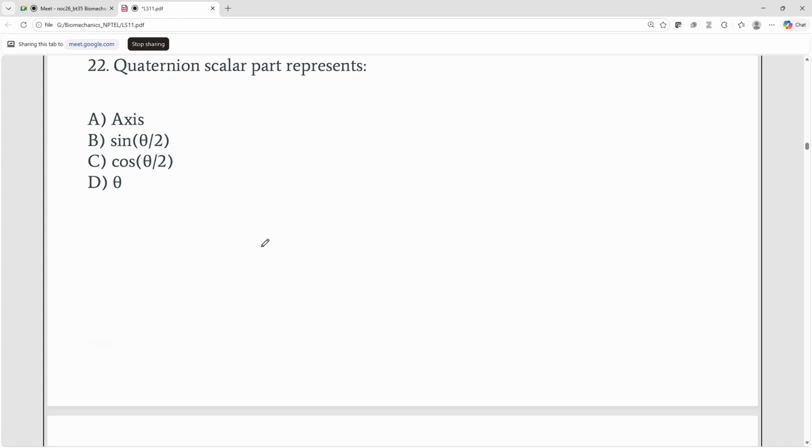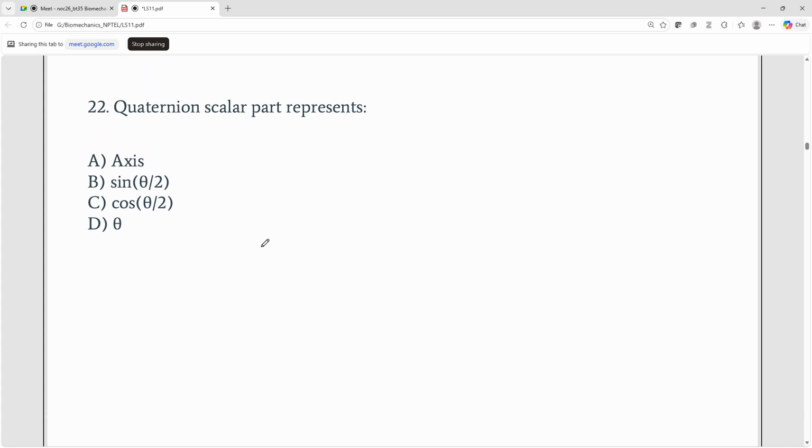Next question. In a quaternion, the scalar part represents which among the following? Option A axis, option B sin theta by 2, option C cos theta by 2, option D theta.